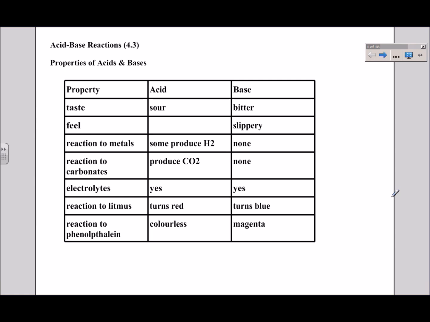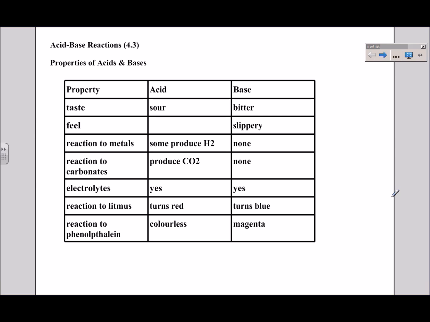In this lesson, we will examine acids and bases. We will study some of the properties of these substances, some of the key definitions surrounding them, and we'll examine how to perform some basic pH calculations.